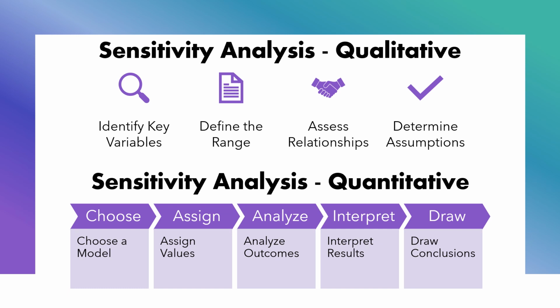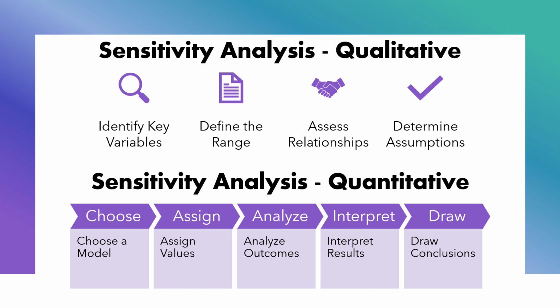The qualitative side of sensitivity analysis includes identifying key variables, defining the range, assessing relationships, and determining assumptions. The quantitative portion of sensitivity analysis includes choosing a model, assigning values, analyzing outcomes, interpreting results, and drawing conclusions. Qualitative analysis is used to measure non-numerical variables to help you understand how different factors or variables can change the outcomes in a situation. Quantitative analysis is based on numeric values.